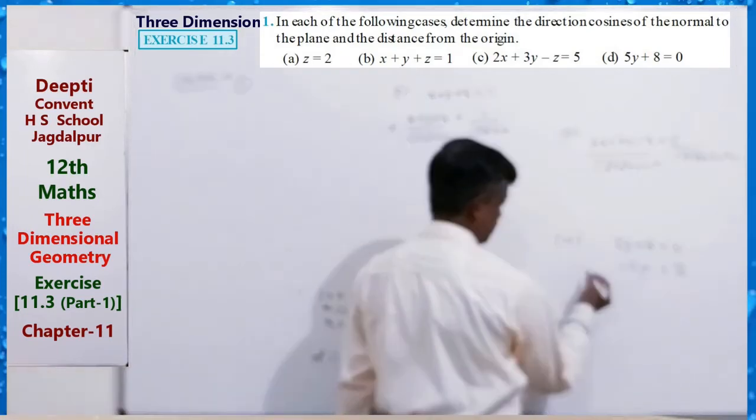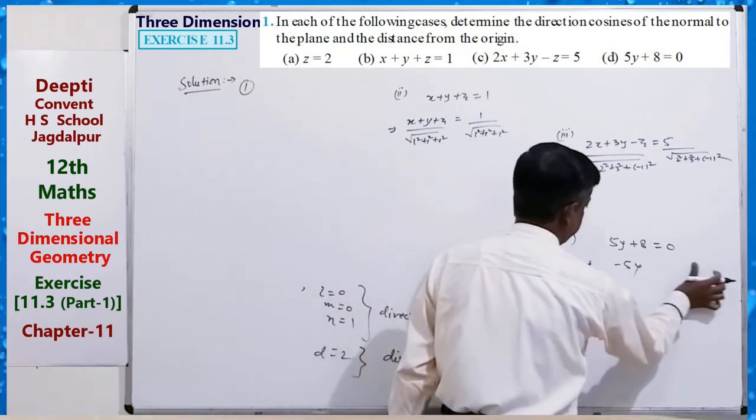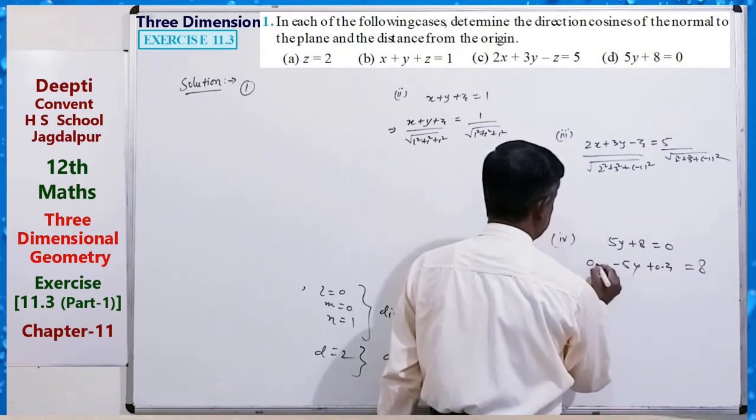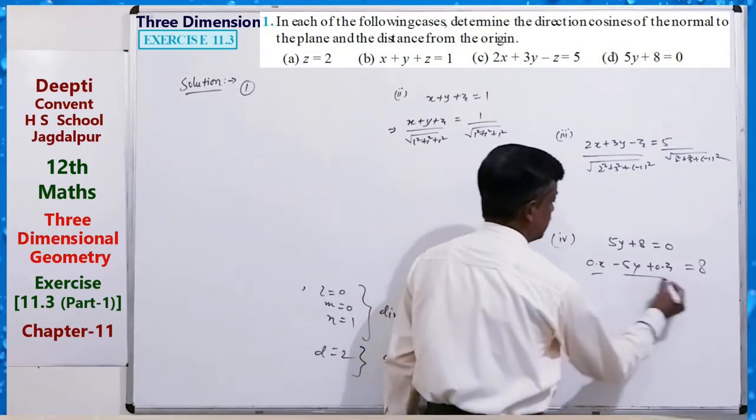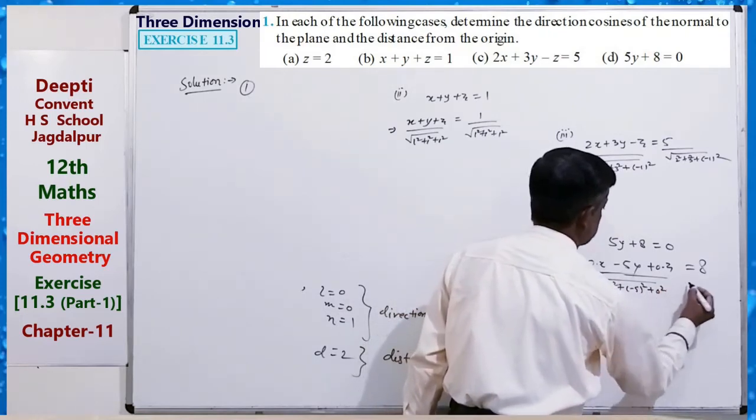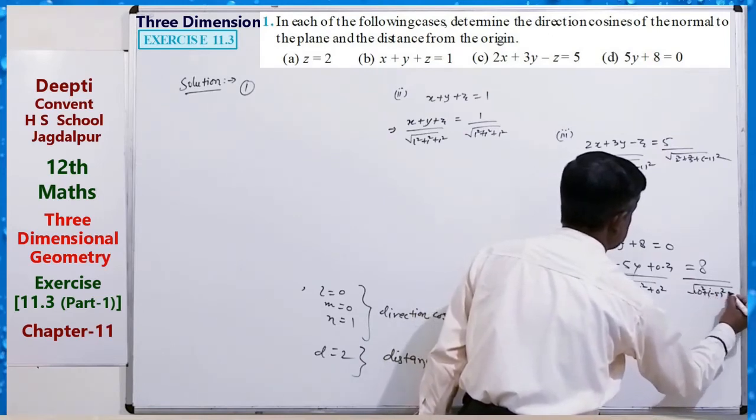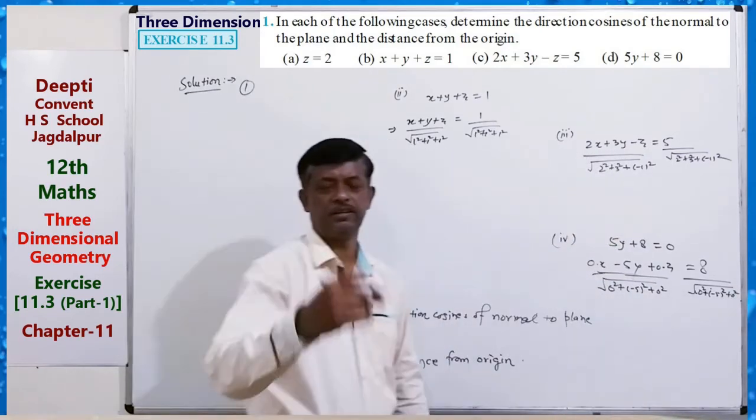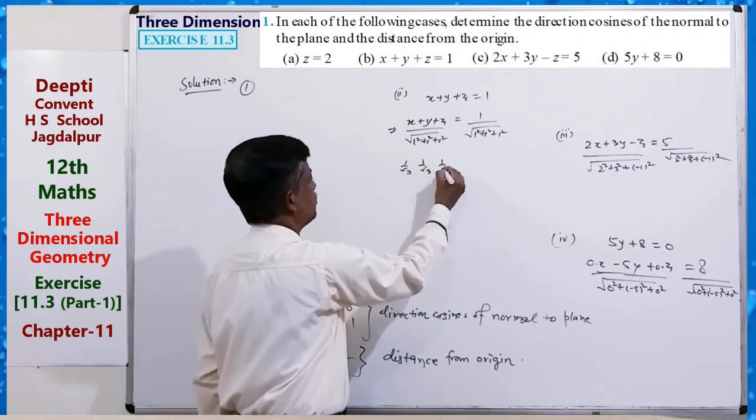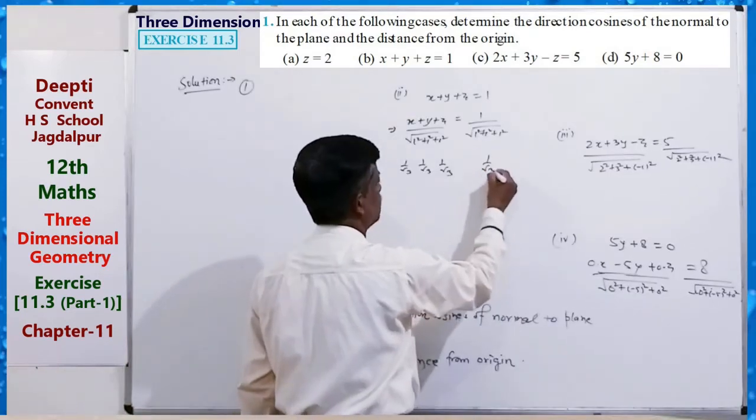So it will be 0 into x plus 0 into z, and here 0 into x, divided by root over 0 square plus minus 5 square plus 0 square, the same thing. Now you can write it. From here, 1 by root 3, 1 by root 3, 1 by root 3, and the distance is 1 by root 3.